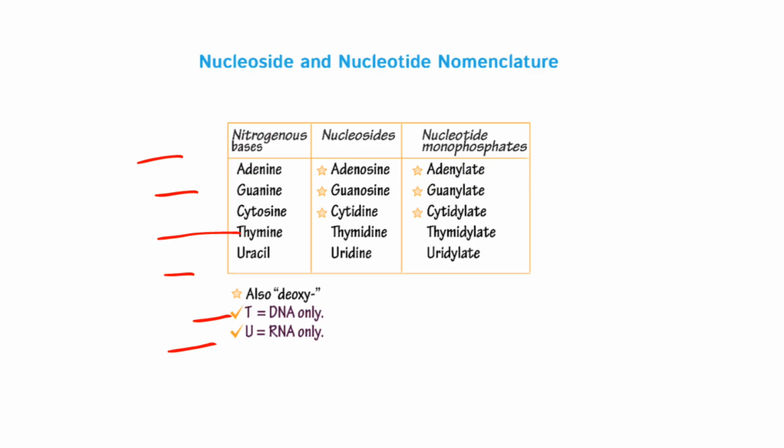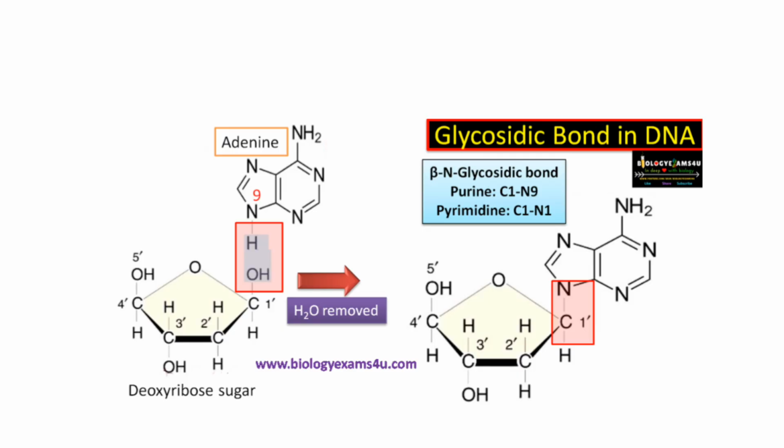While in their nucleotide form, you call them cytidylate, thymidylate, and uridylate, or you call them cytidine monophosphate, cytidine diphosphate, and cytidine triphosphate, depending on the number of phosphates. Same thing: thymidine monophosphate, diphosphate, triphosphate, and uridine monophosphate, uridine diphosphate, uridine triphosphate, depending on the number of phosphate groups in it. So now, the bonds in a nucleotide.